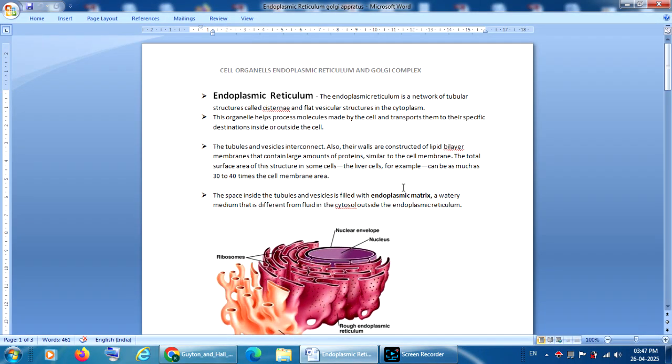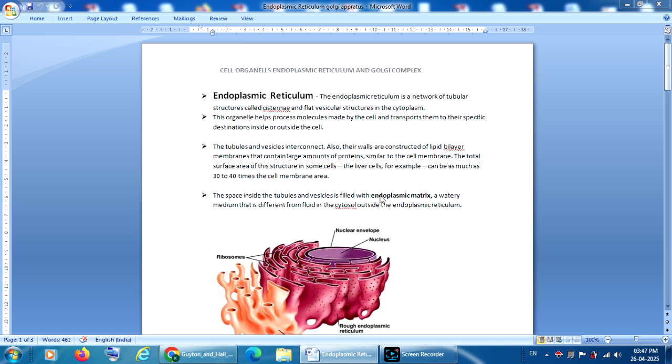One of the important organelles in the cell, that is endoplasmic reticulum and Golgi complex. Understand? As we know, a cell contains many organelles. Of those, endoplasmic reticulum is one, and another one is Golgi complex. Why I am explaining both in one is because both are interrelated and they have the same function actually.